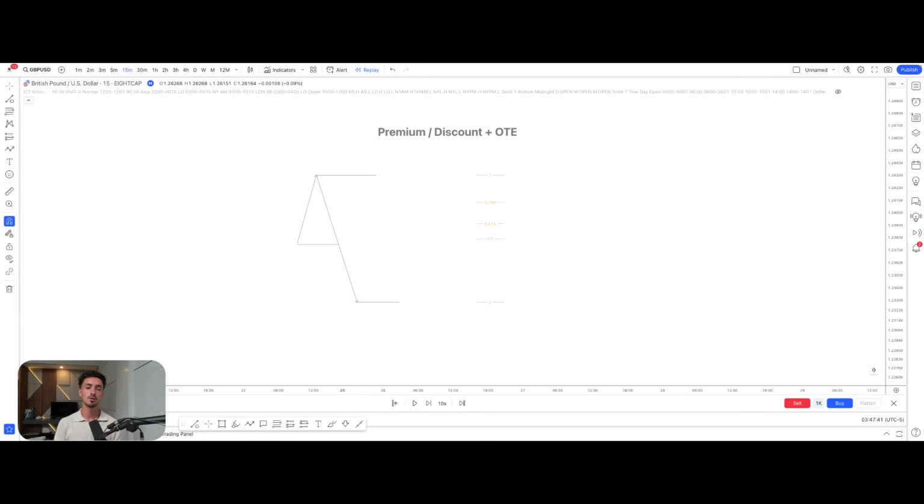So let's move on to the next key. Okay, now we're into key number 4, premium and discount plus OTE. So what is premium and discount? Premium and discount is essentially just a concept of supply and demand, right?